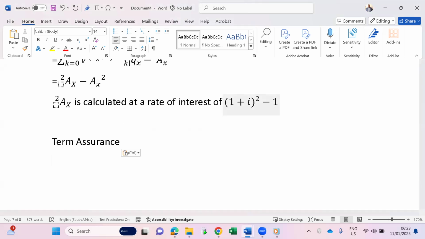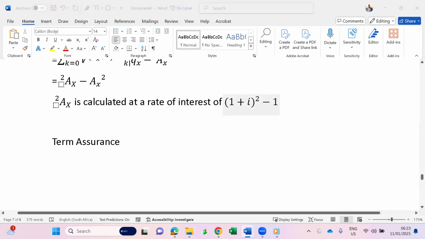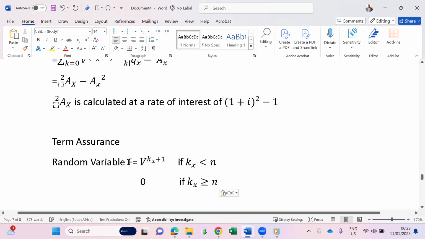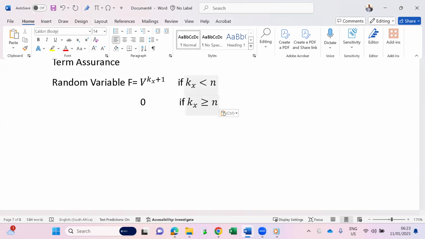So for the term assurance, you define the random variable. We said that with the term assurance, you get paid if you die within a certain time. After that time, the random variable is 0. So it will be similar to this, but if your TX is greater than some n, you don't get paid. So it's v^K times 1 if KX is less than n, and 0 if KX is greater than n. But we're still sticking to the principles of the whole life as our base, and the others are just going to be our controls.